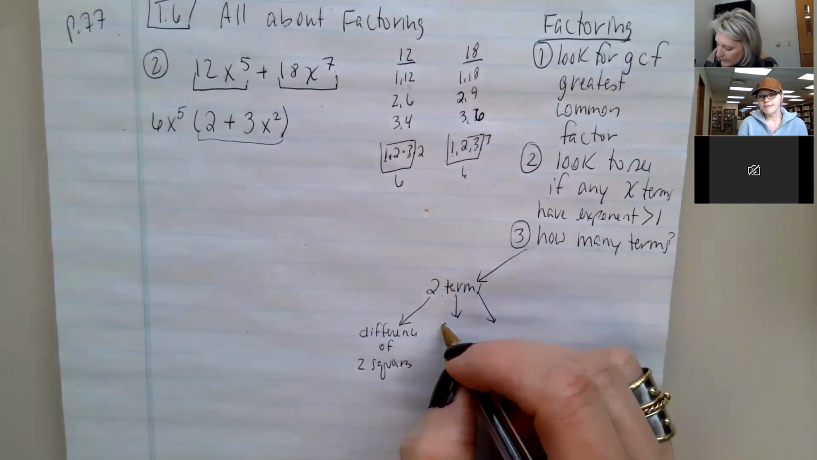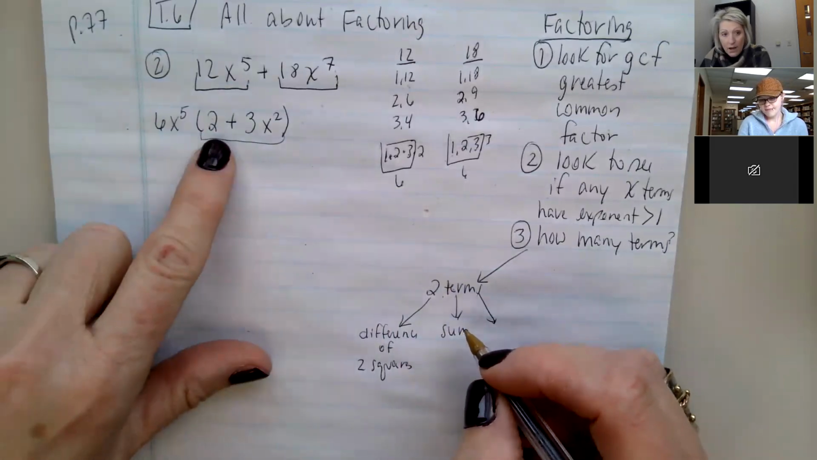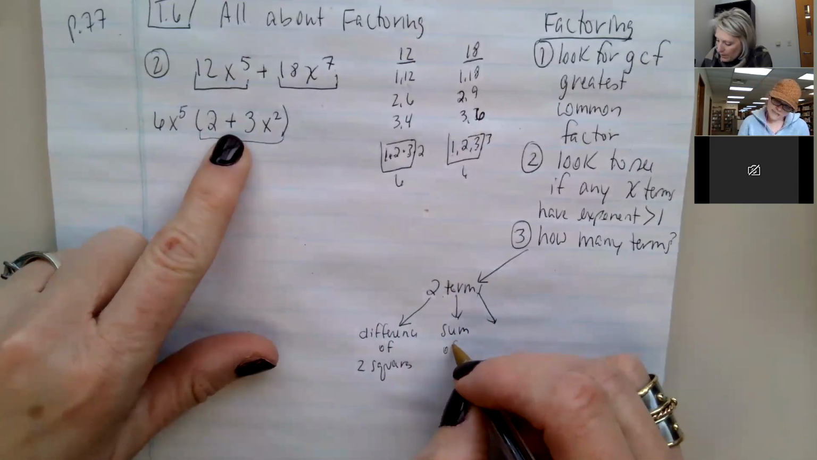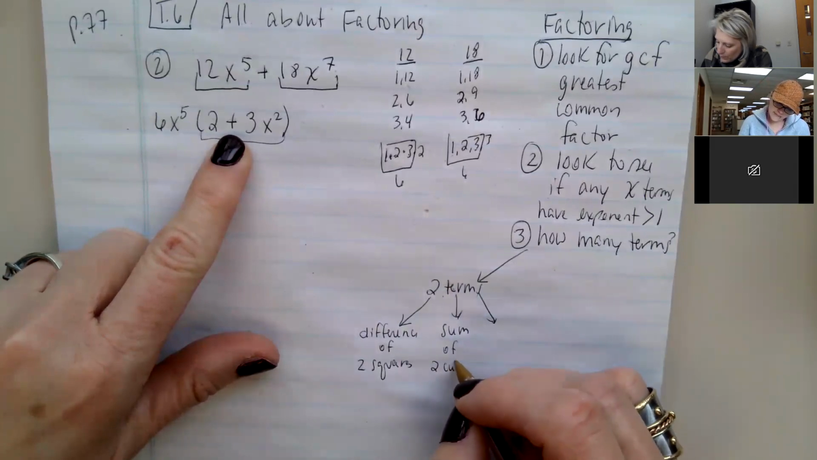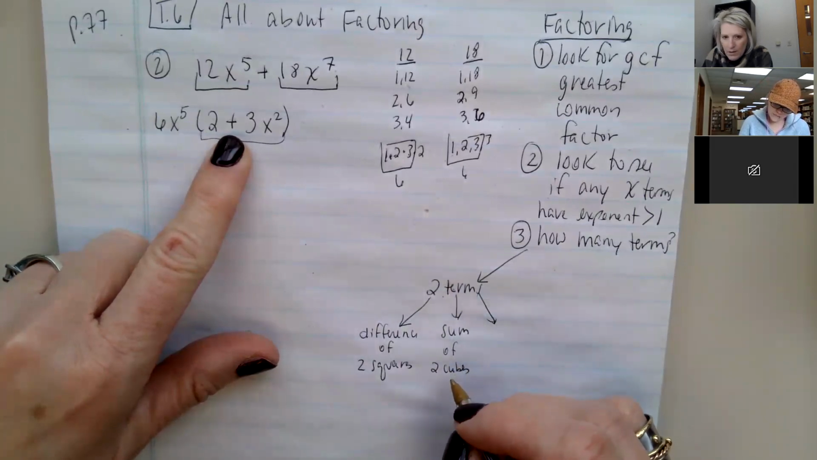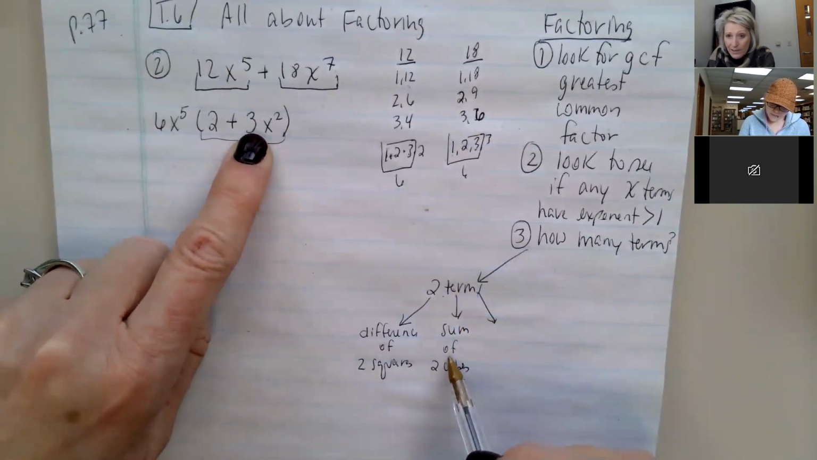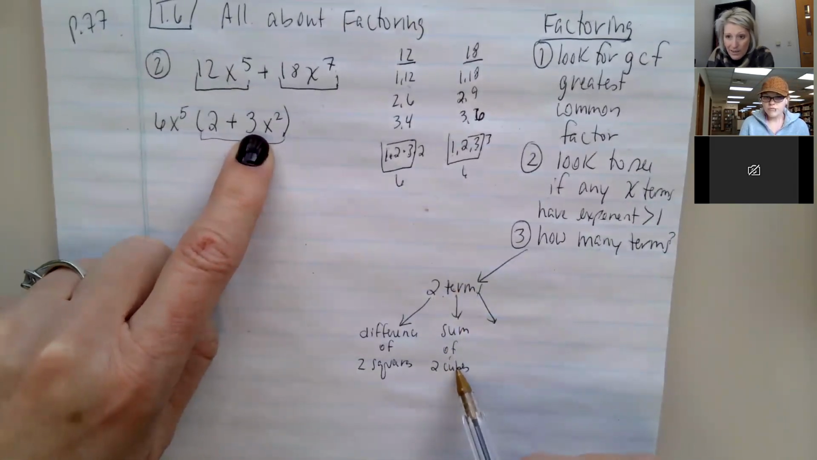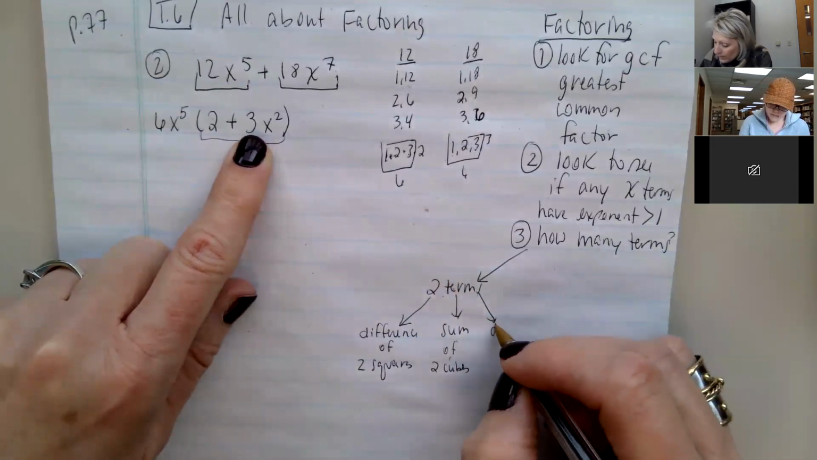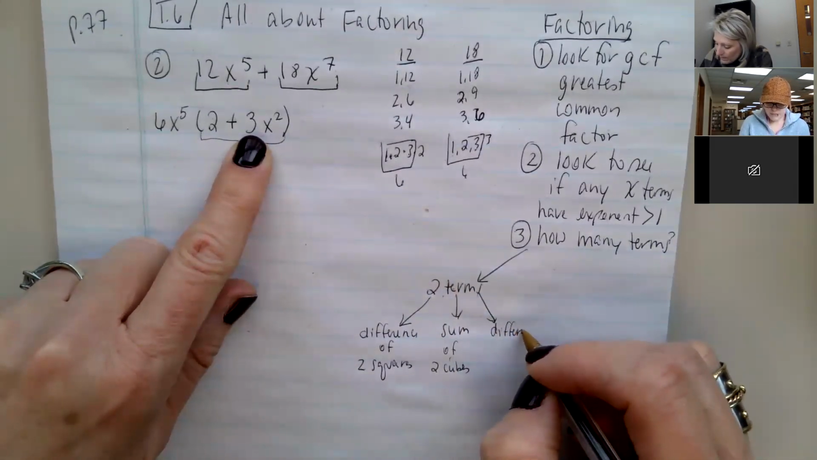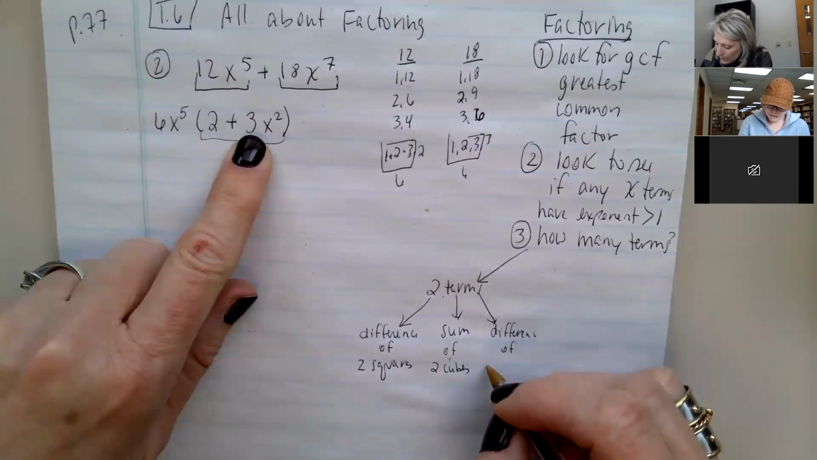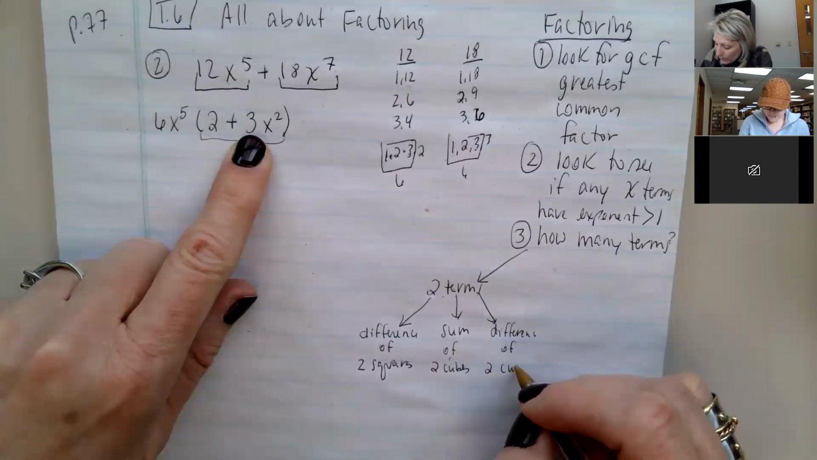It could be a sum, and it is a sum of 2 cubes, but this is an x squared, so that cancels that out. It's not 2 cubes. And it could be a difference of 2 cubes.